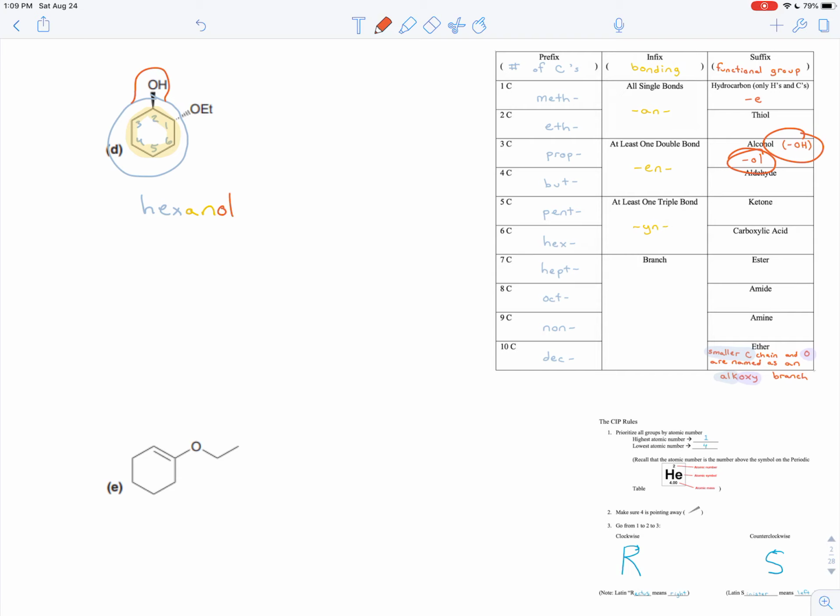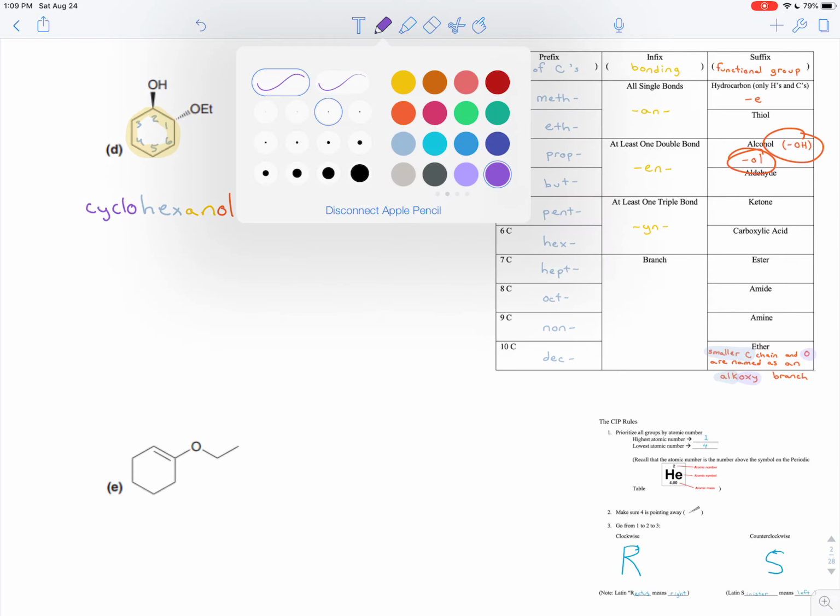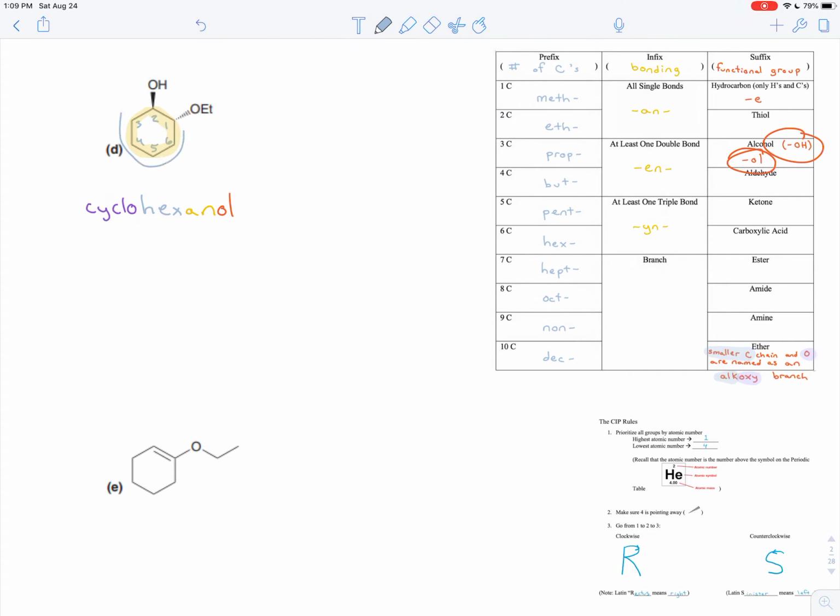There's one other thing. This 6-carbon backbone is in a ring. And if you ever have a ring, you put cyclo in front of the name to show that it's a ring. So our backbone here, and let me just adjust it so that it has the functional group in it, the backbone is going to be cyclohexanol. That's this right here. Cyclohexanol. Now that we have the backbone, let's see if we can name this branch right here.